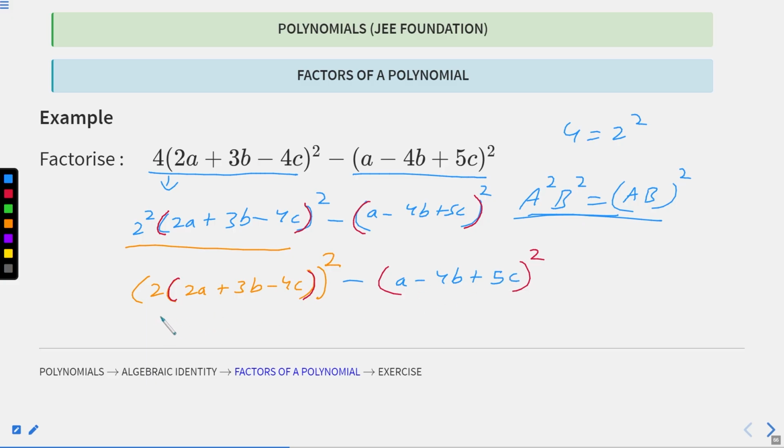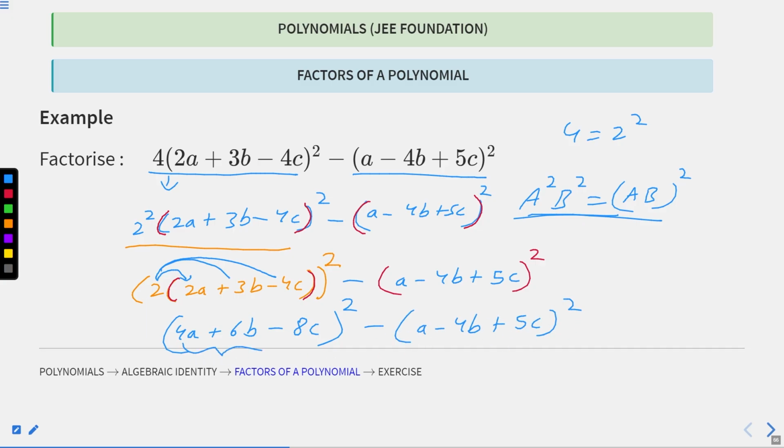I hope this is clear. Now just distribute, using the distributive law, I multiply first with 2a, then with 3b, and then with minus 4c. Then my final expression will be 4a plus 6b minus 8c whole square minus a minus 4b plus 5c whole square.